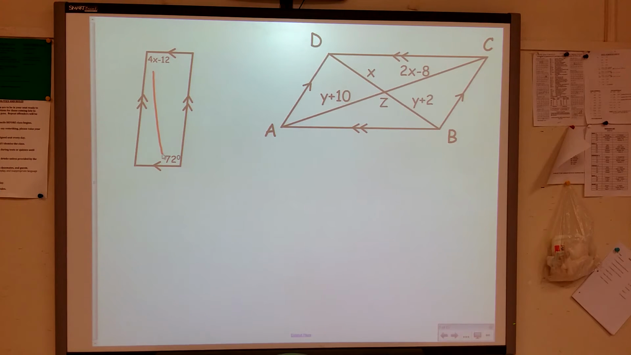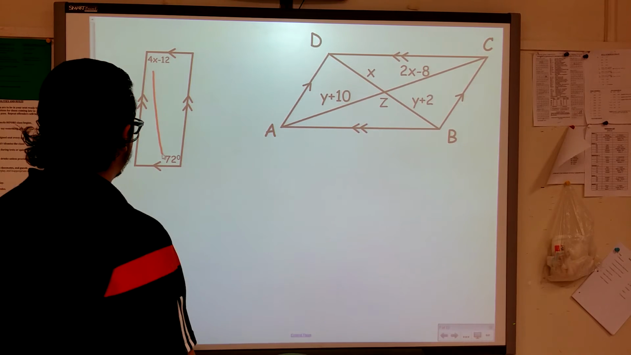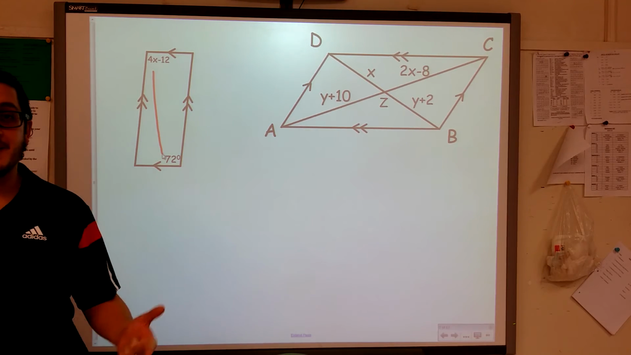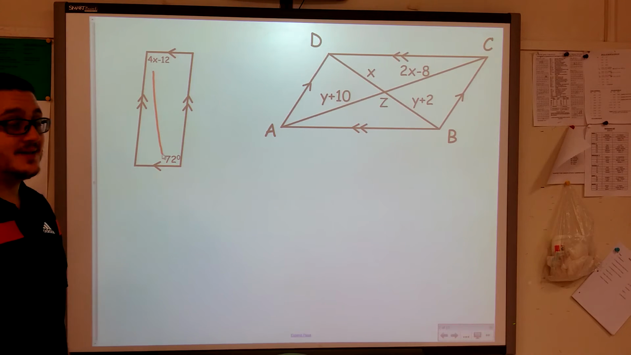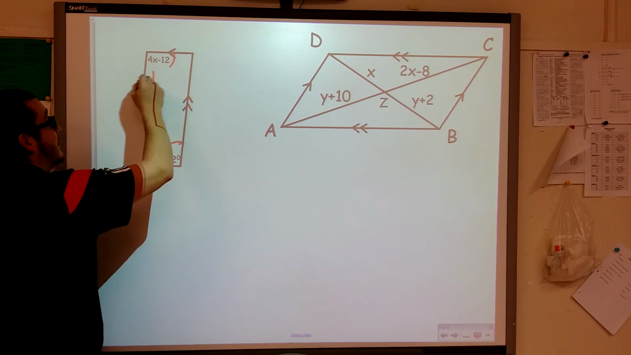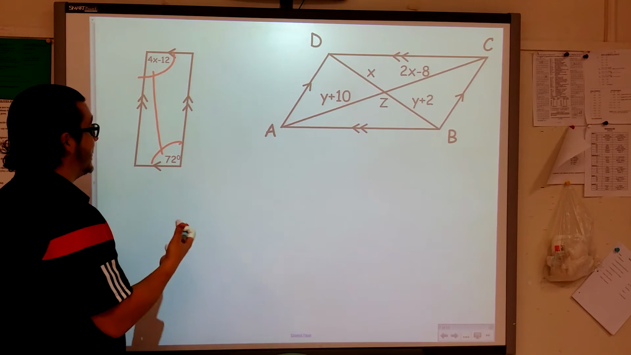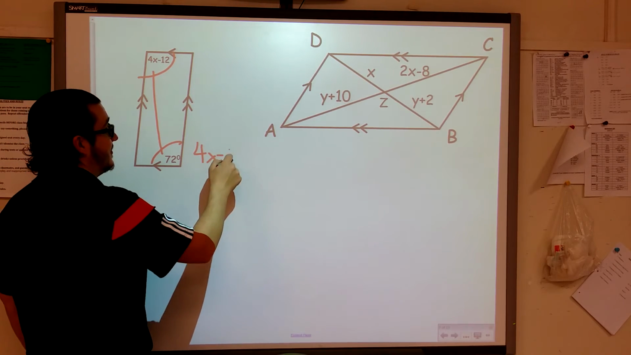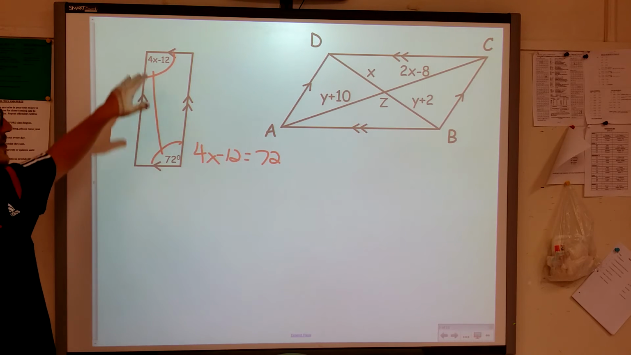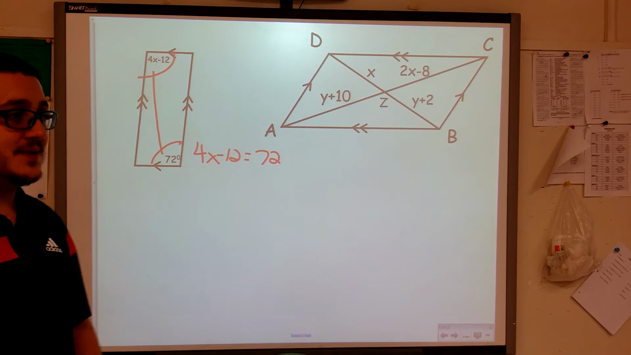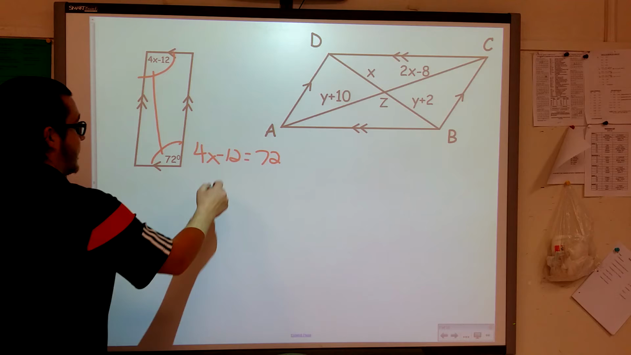Opposite angles are congruent. Consecutive angles are supplementary. What kind of angles do we have here? Are they consecutive? No. Are they opposite of each other? Yes. So we know that they're congruent to each other, which means they're going to be the same measurement. 4x minus 12 equals 72. Opposite angles are congruent, so equal in measure. So we add 12.